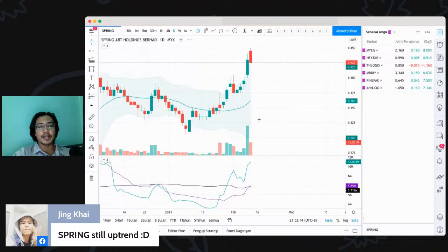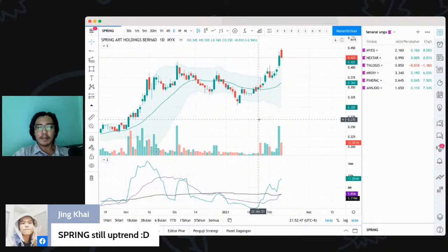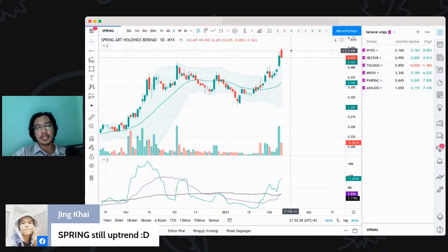Okay, spring. Spring is still good, still uptrend. For today, we see the market is a bit at the end of the closing. The market had a bit of a sell off, then recovered a little bit. I believe this is because of the upcoming Chinese New Year. We have this volatile market.